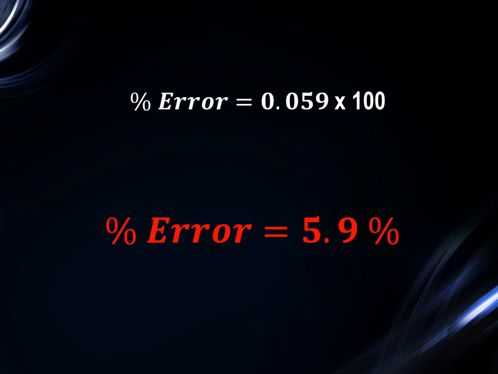In other words, we would say that the prediction that you made is 5.9% away from the accepted value of 85 seconds. That's not too bad.